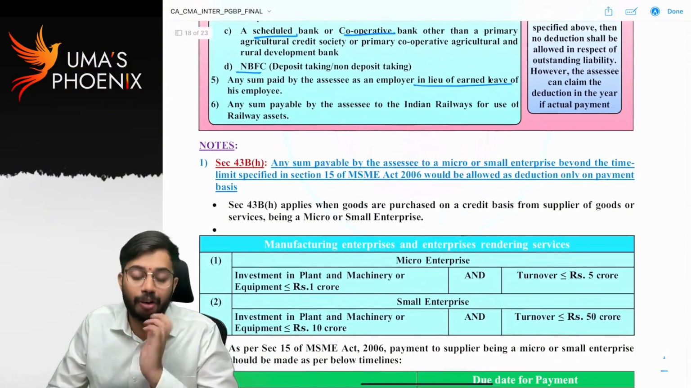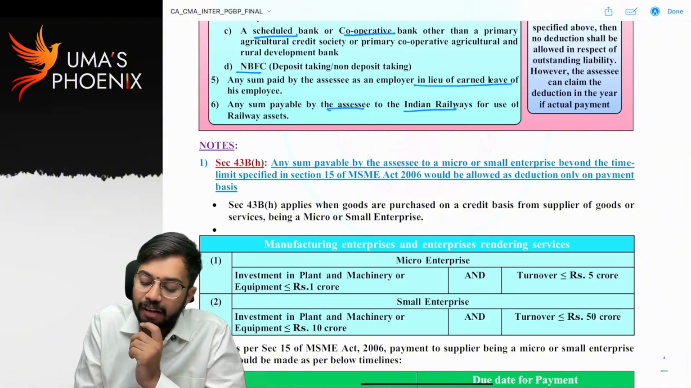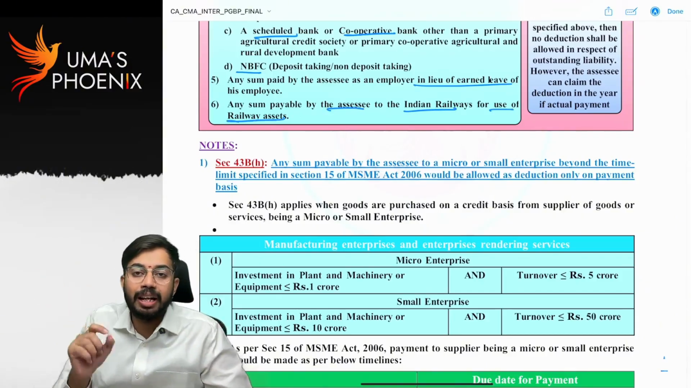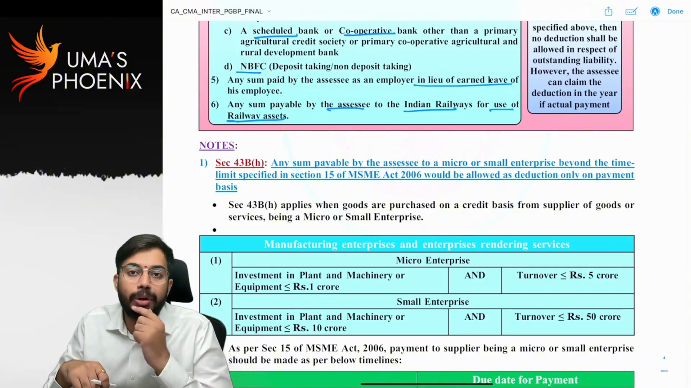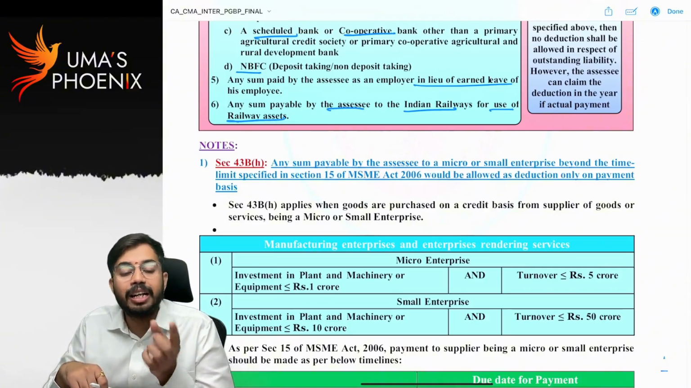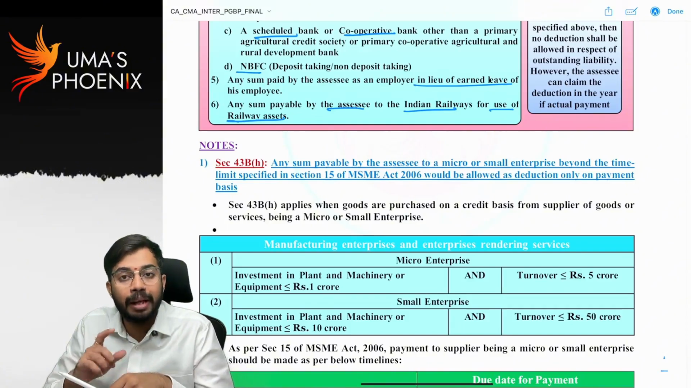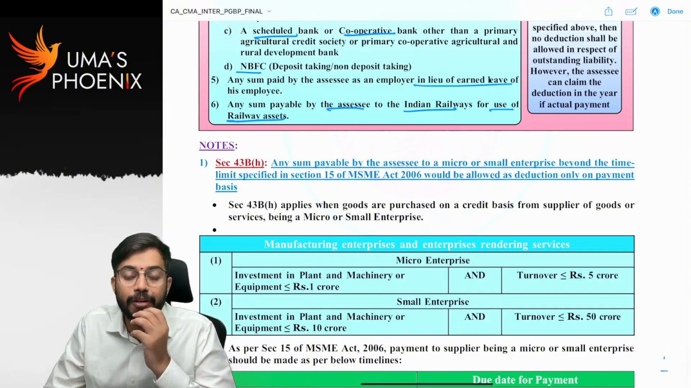Leave encashment I have already discussed. Any sum payable to Indian Railways for use of railway assets. In Vijayawada railway station, there is a railway canteen. Every month the railway canteen pays rent to Indian Railways, right? Such rent expenditure is allowed as deduction as per 43B. That means whenever you are using railway assets and making any payment for that, that payment is allowed as deduction as per provisions of 43B.